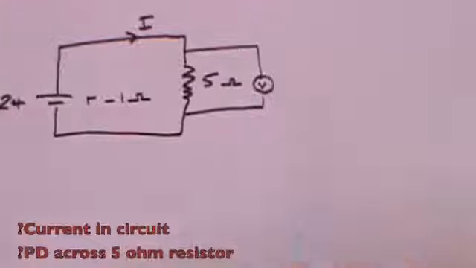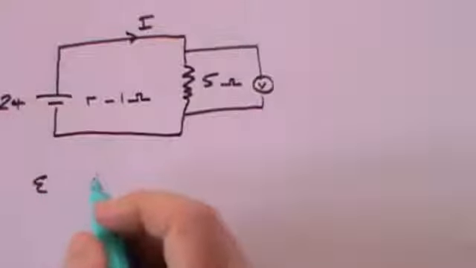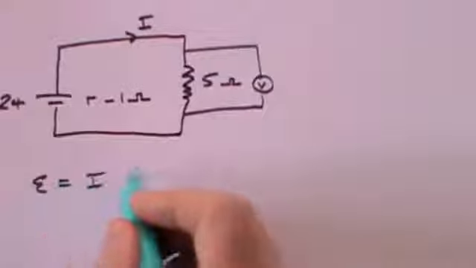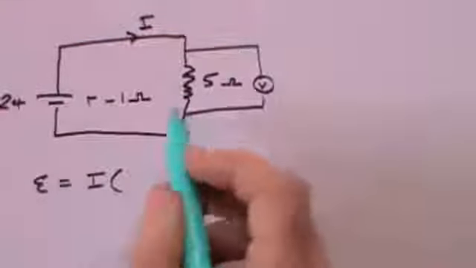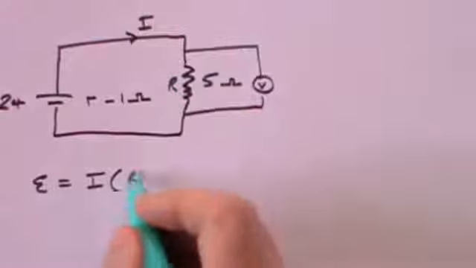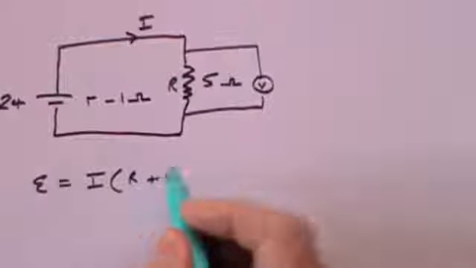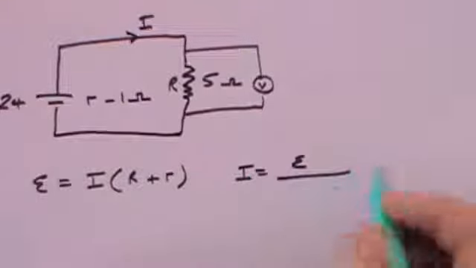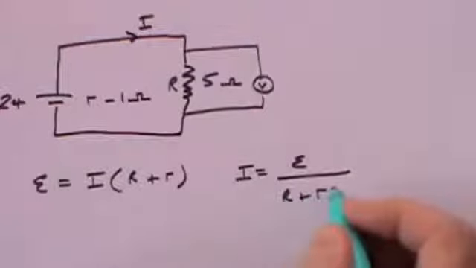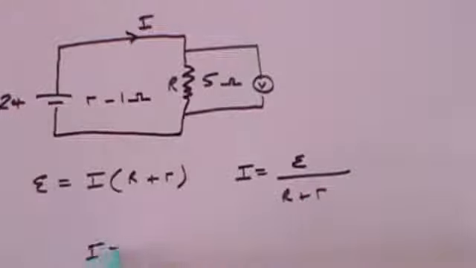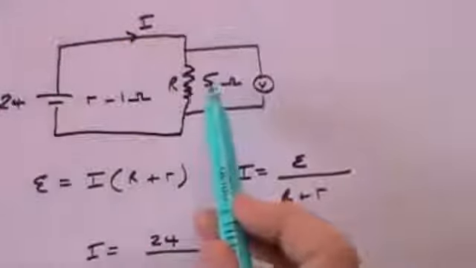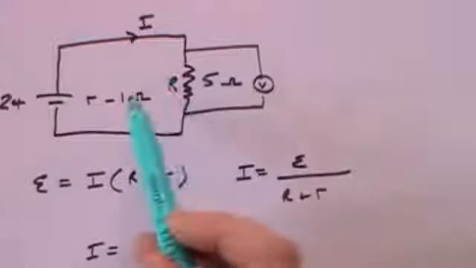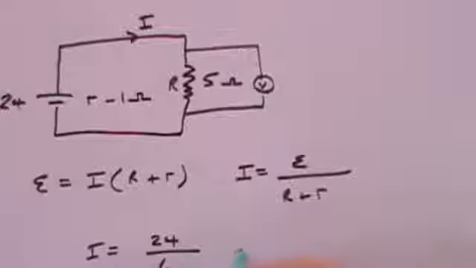Well, what we can say is that the total EMF is going to be the current times the external resistance, call that R, plus the internal resistance, little r. And so I is going to be the EMF divided by R plus r. Well, the EMF is 24 volts. The total resistance R plus r is 5 plus 1 is 6, and that is going to give you a current of 4 amps.